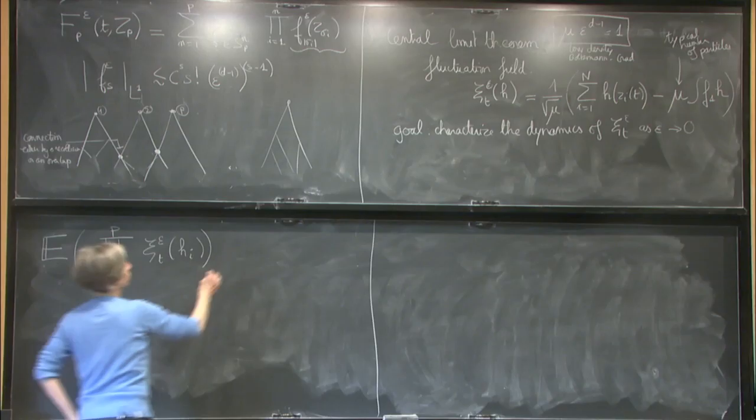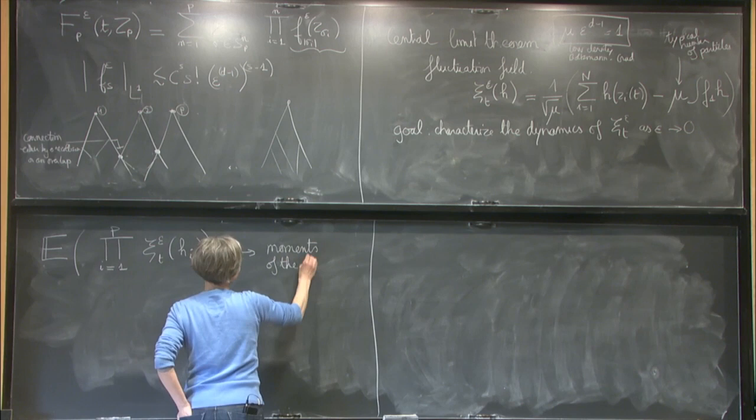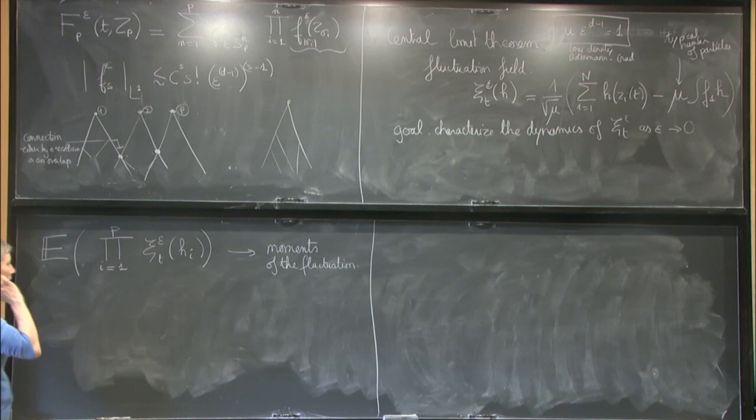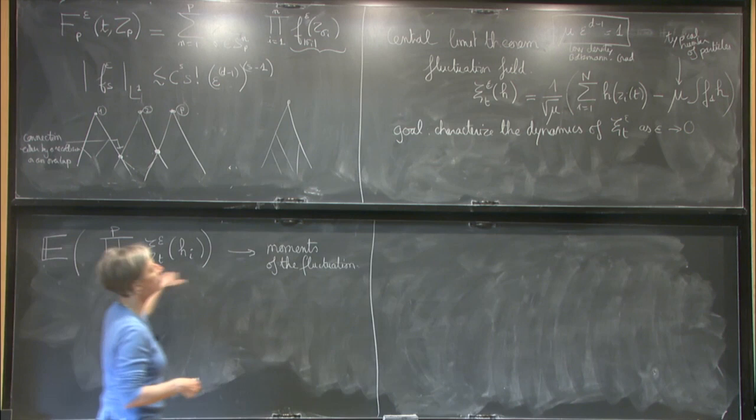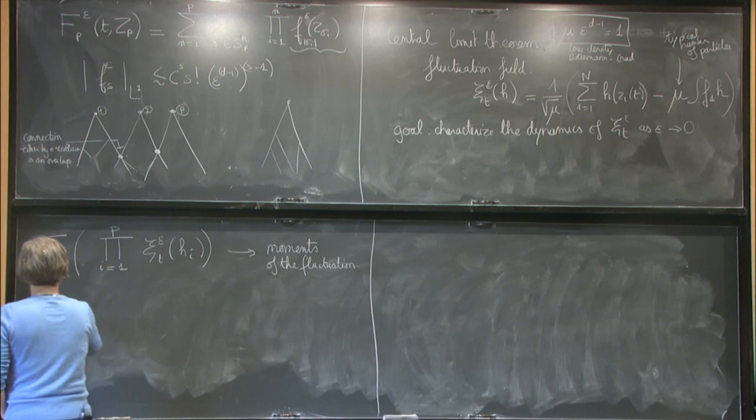Okay, so this is what we call the moments of the fluctuation. Now there is one thing that you can do, which is to just replace this guy here by the definition which is here and then expand everything. It's not really... But you see that you have essentially two types of terms, just exploiting the fact that this is a difference.